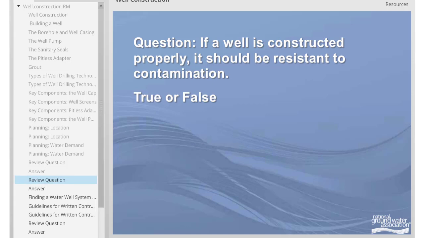Here's another review question. If a well is constructed properly, it should be resistant to contamination. True or false?